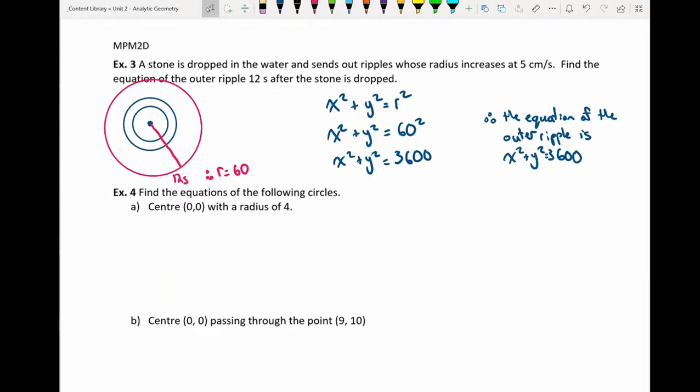Example 4, same idea. Again, center (0, 0) with the radius of 4. So nothing too tricky. x squared plus y squared equals r squared. x squared plus y squared equals, and I know my radius is 4, so 4 squared. I simplify: x squared plus y squared equals 16 is my equation of this circle.